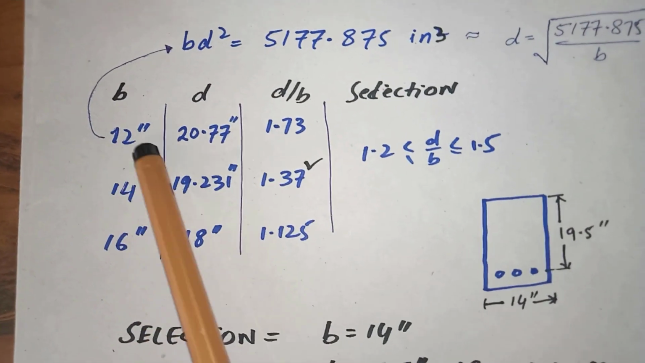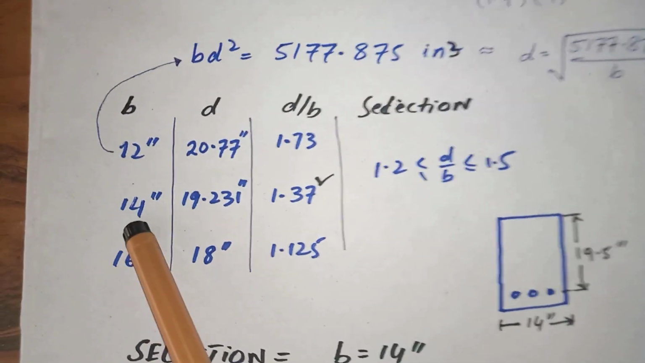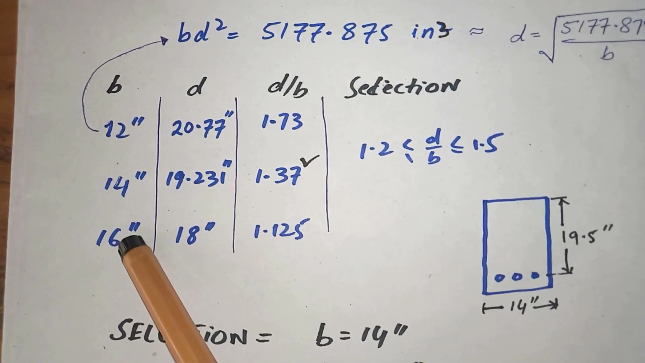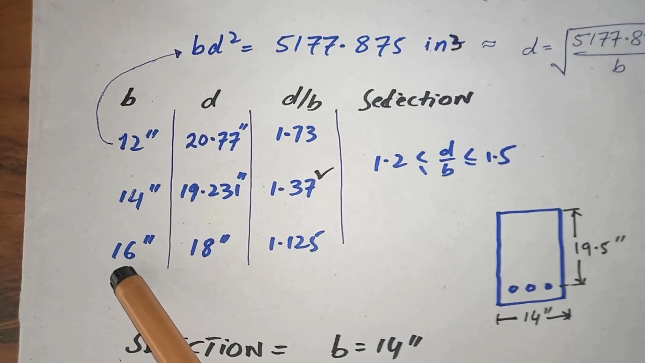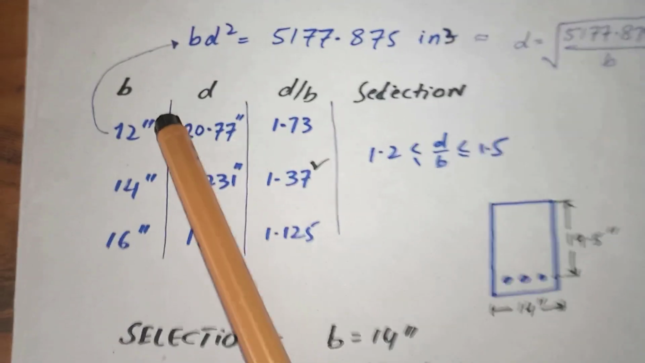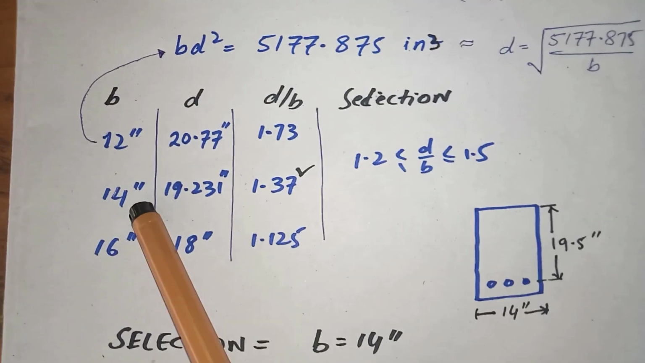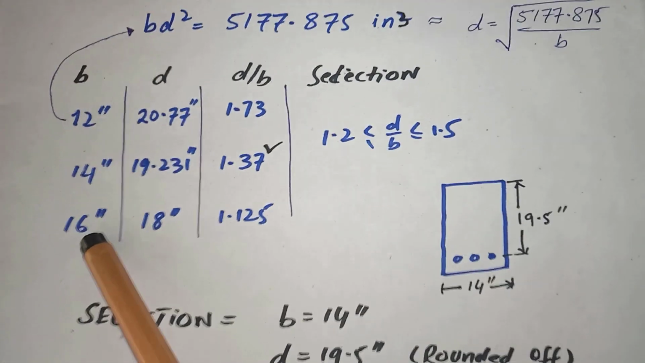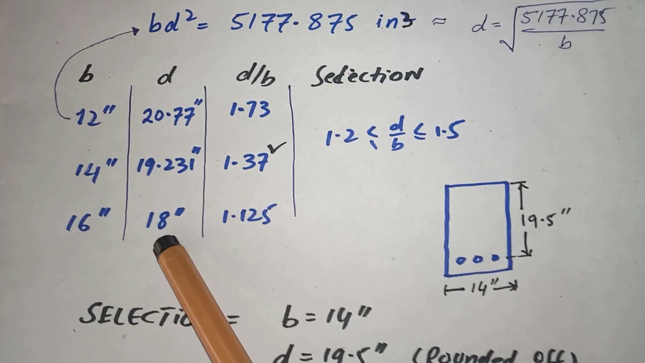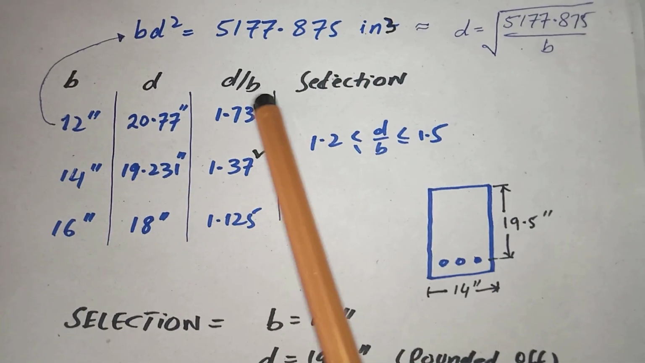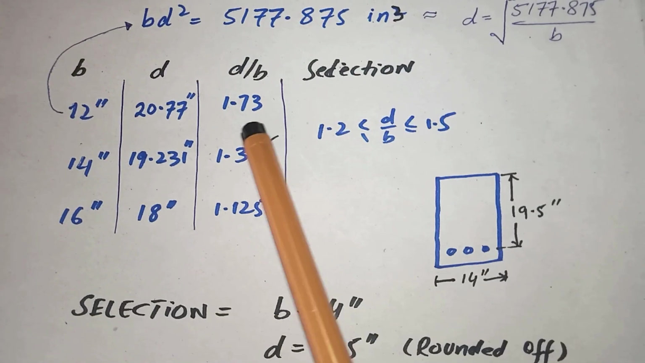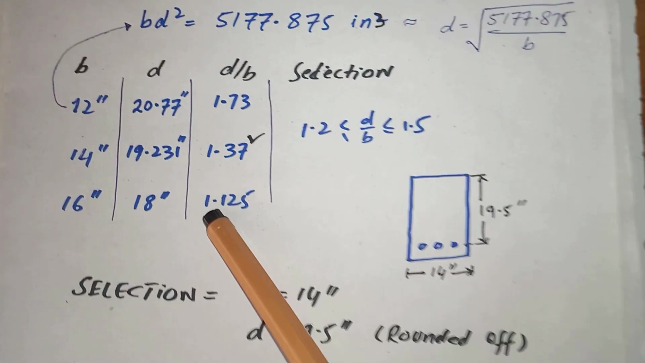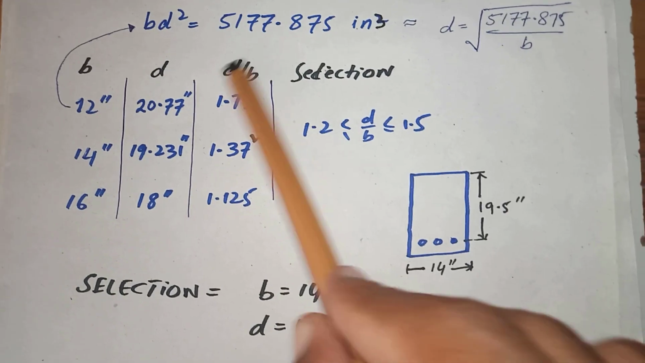Similarly, we take two or three more trials with 14 inches, 16 inches. You can change, or you can get more trials. So when we take b 14 inches, we get d 19.231 inches. Similarly, with 16 inches, we get 18 inches of depth. If we go to the d over b value, it becomes 1.73 with 12 inches. We have these d over b ratios, but which one do we have to select?